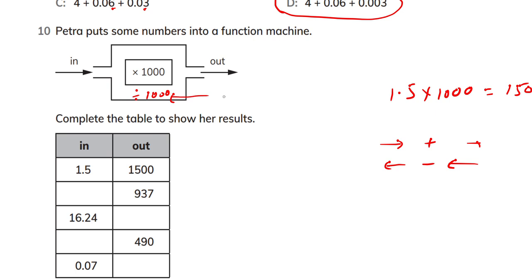Mean you will start from this side and now you have to find the input. Now you will divide 937 by 1000. So when you divide by 1000, there are three zeros, so 1, 2, 3, it will be 0.937. So write that one here, 0.937. Okay? Yes, Amma. Let us come back then. Okay? Now this is 16.24.